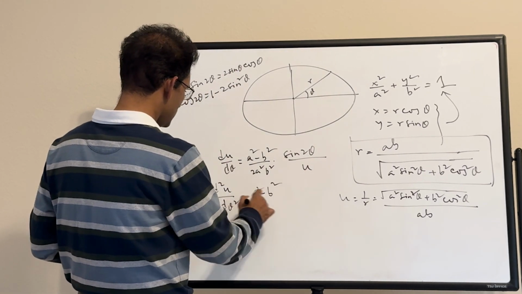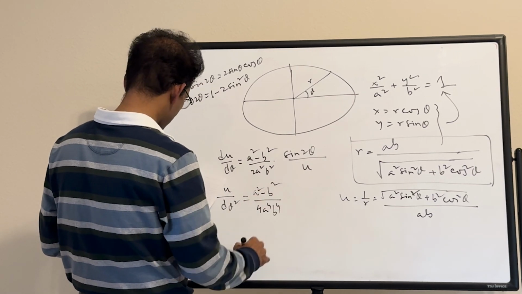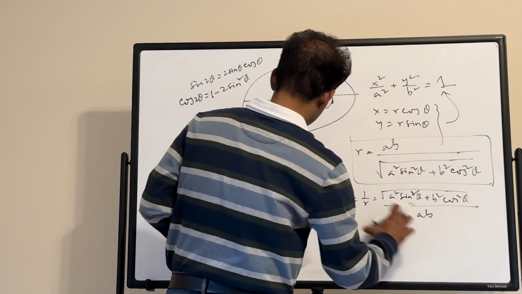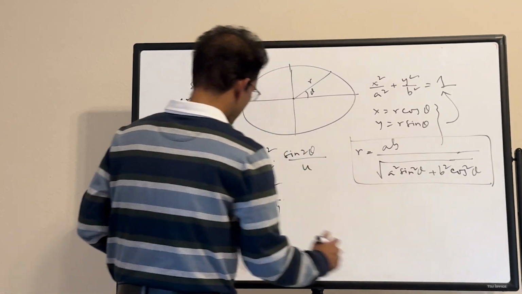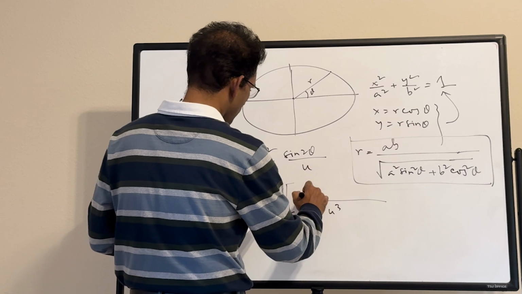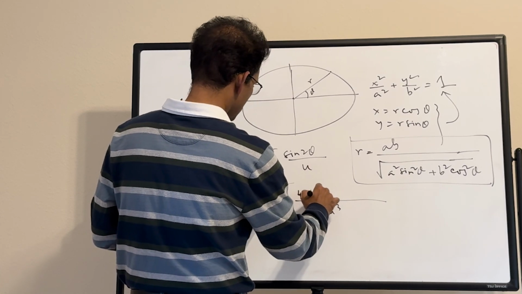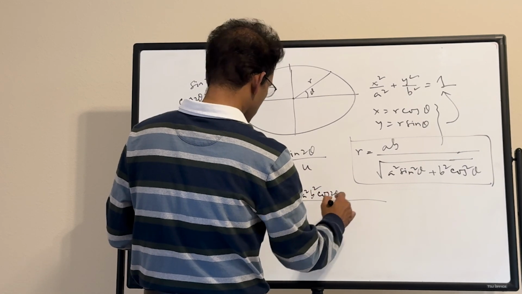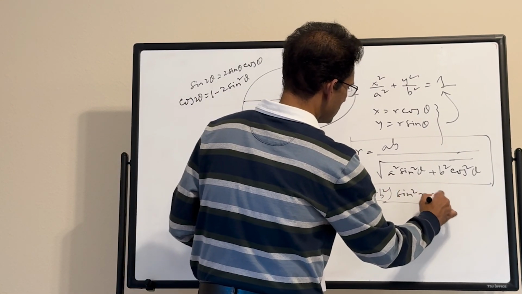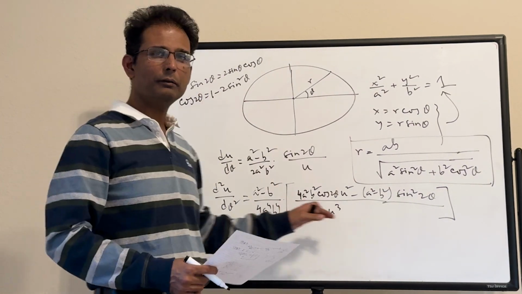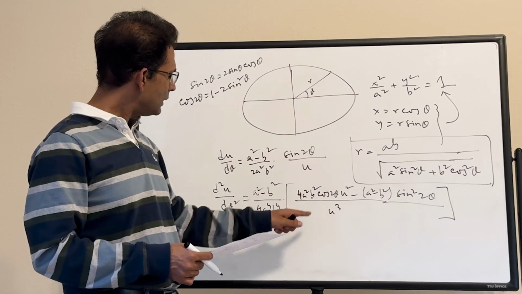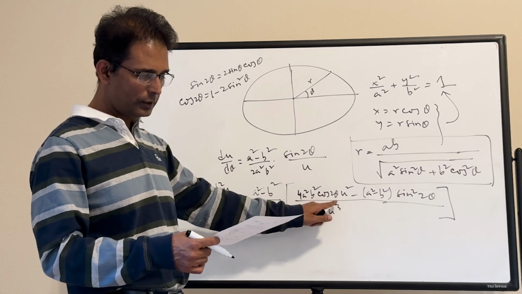So you have d2u d theta squared is 4a to the 4 b to the 4, and then, I need some space, so I'm going to erase what I have here. So times, you have u cubed in the denominator, and then you have 4a squared b squared cosine 2 theta u squared minus a squared minus b squared sine squared 2 theta. It doesn't look simple, right? It's kind of messy. It doesn't look like there is any pattern to it. But you have a u cubed in the denominator, and you have this in the numerator.